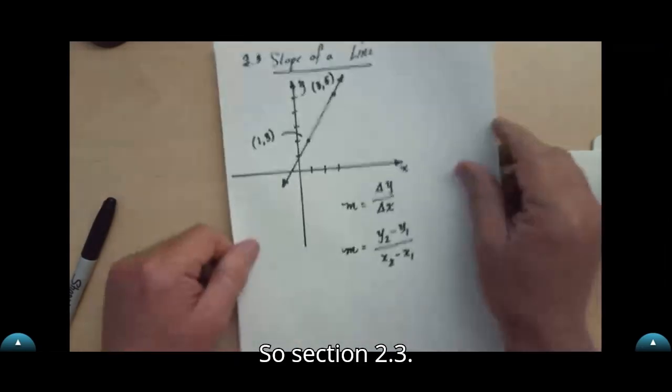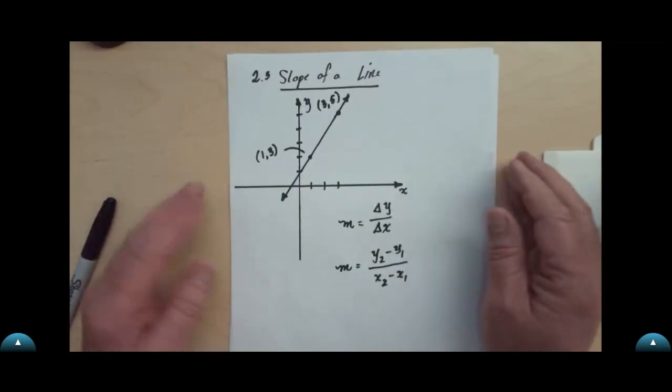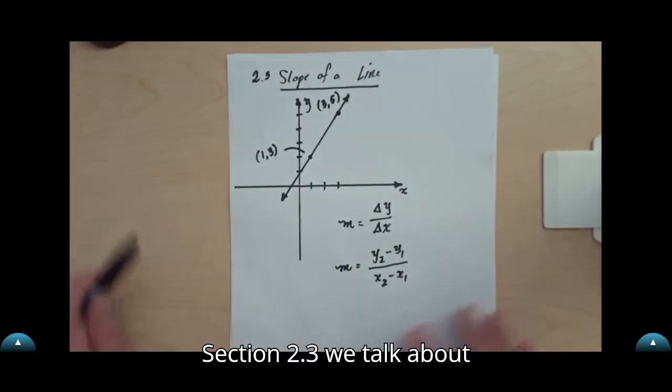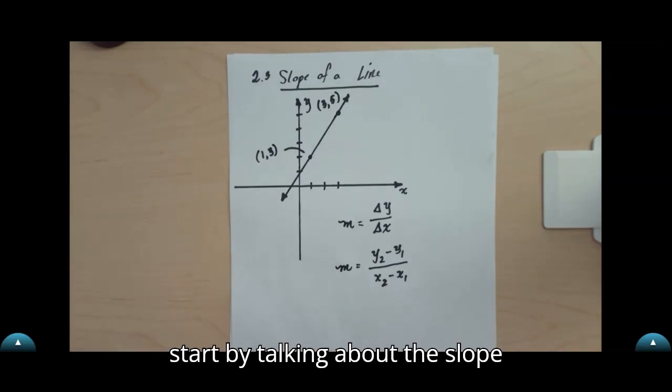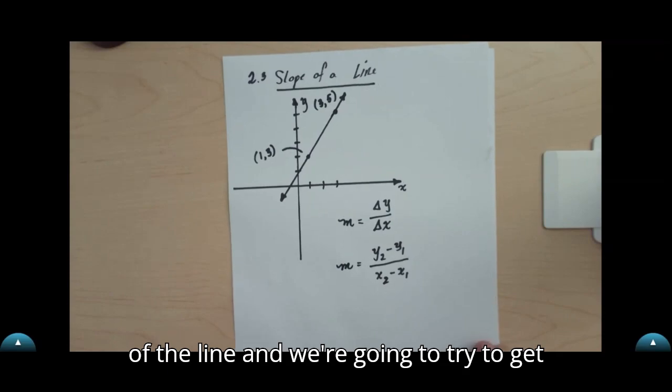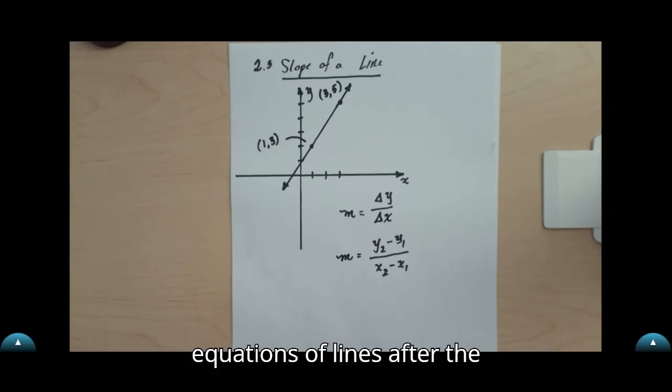So section 2.3. In section 2.3, we talk about equations of lines, and we're going to start by talking about the slope of a line. We're going to try to get through the slope discussion by break, and then we'll come back and talk about equations of lines after the break.